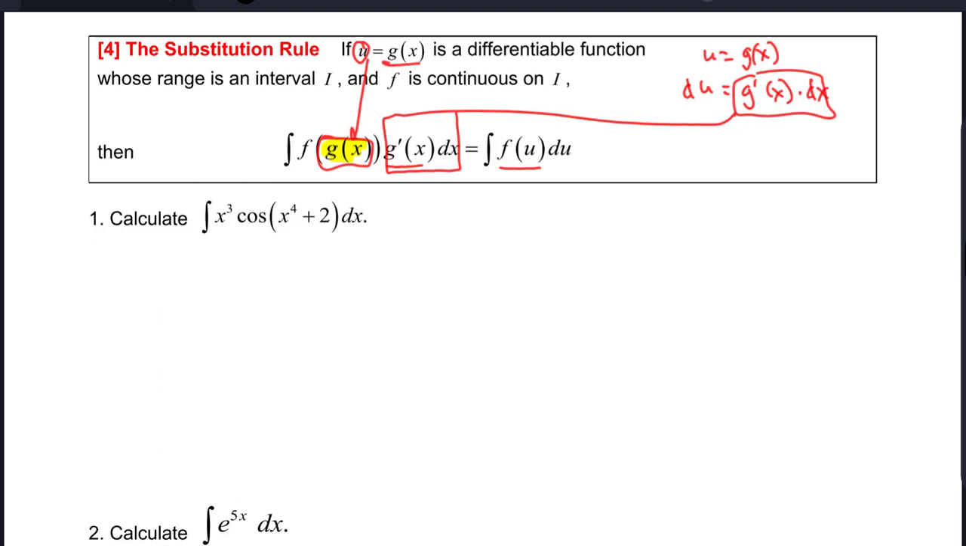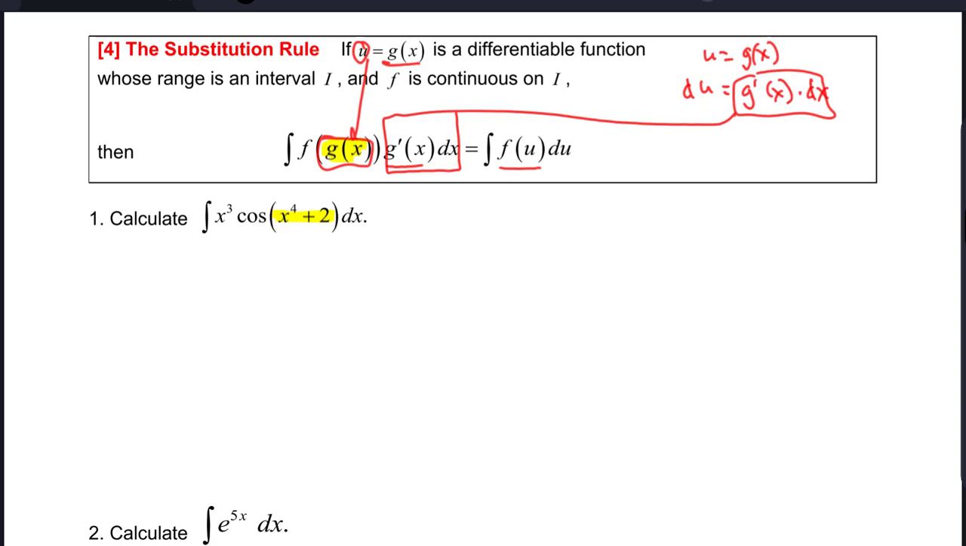We've never integrated anything like that before. We've integrated cosine alone. We've integrated x cubed alone, but we have a product now. And worse than that, inside of the cosine is this extra function. So we have no antiderivatives here. Okay, so let's see, what should we do? Well, it's hard in this form.